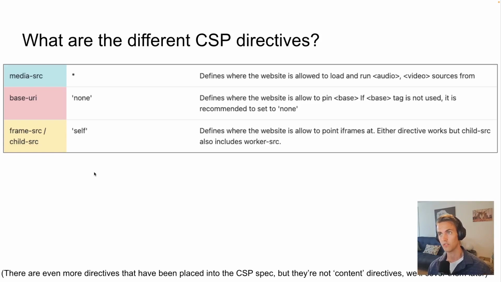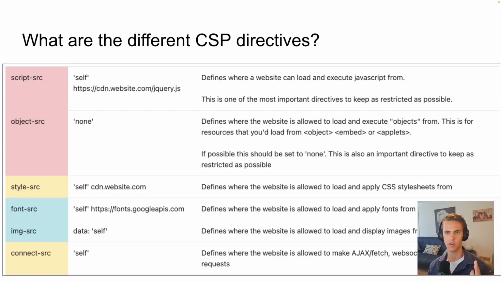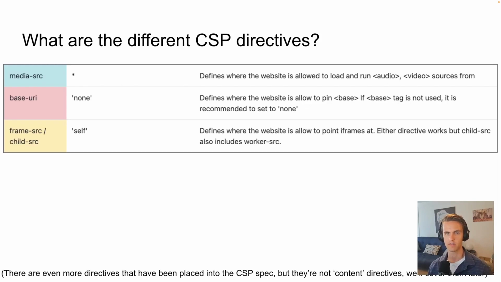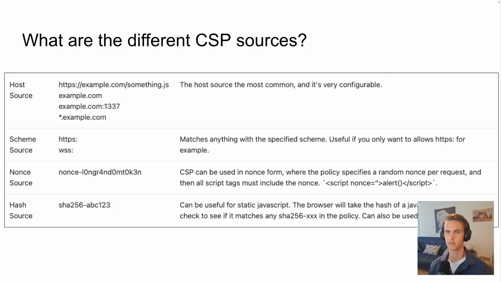There are even more of these directives. I'm not going to cover all of them. I think these are just the common ones. And then there's some other security sensitive non-content directives, which I'll talk about a little bit later. But for the most part, when you're building a CSP, these are the different directives that you're going to specify for all your content.